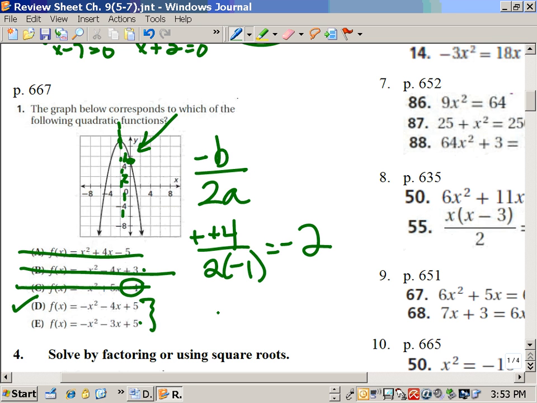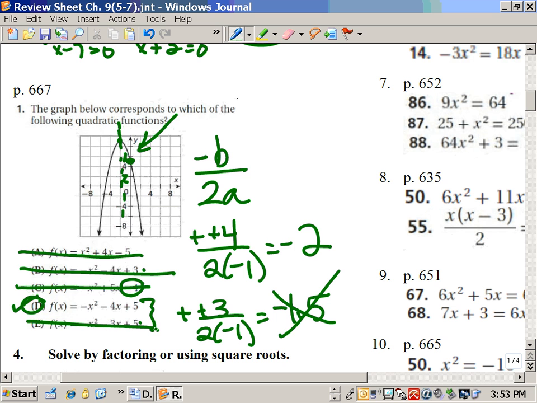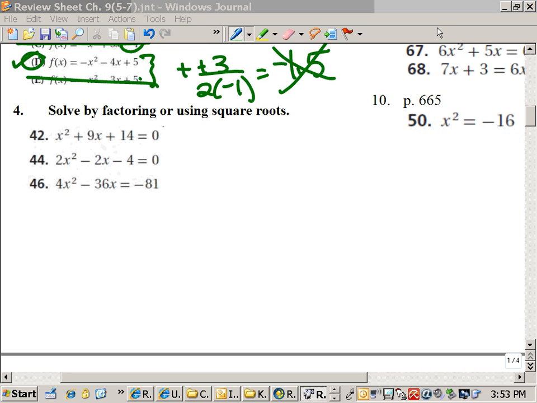Let's try E and see if it's right. I would do negative 3 over 2 times negative 1. The signs change, and that's negative 1.5. Definitely not negative 1.5. This answer looks like it's going to be D.